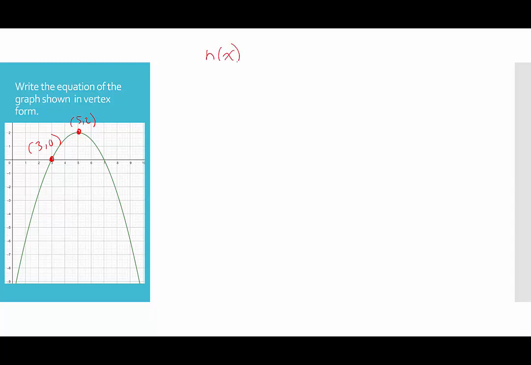So this is going to be h of x is equal to a times x minus h squared plus k. We know that 5, 2 is my hk, that's the vertex. 3, 0 is just some other point, so we can call that x. And h of x, or again, you can use y if you want, that's fine. And now we're going to plug in 0 equals a times 3 minus 5 quantity squared plus 2.